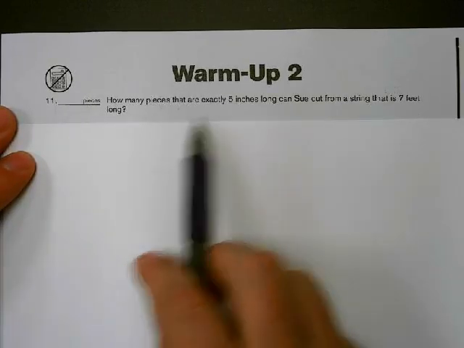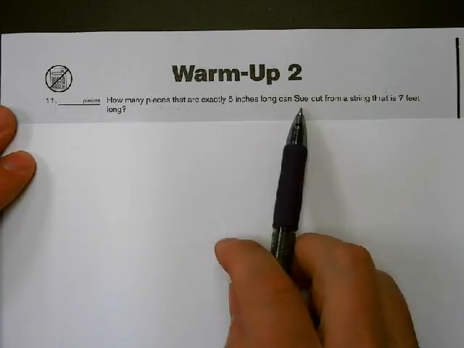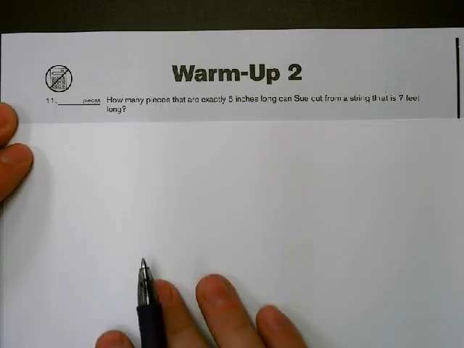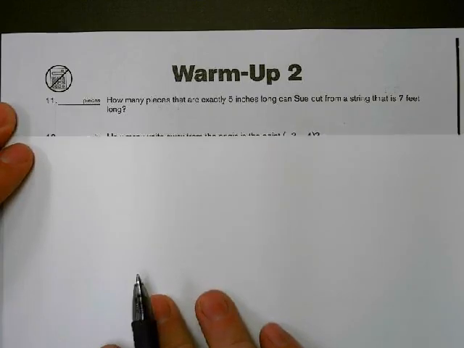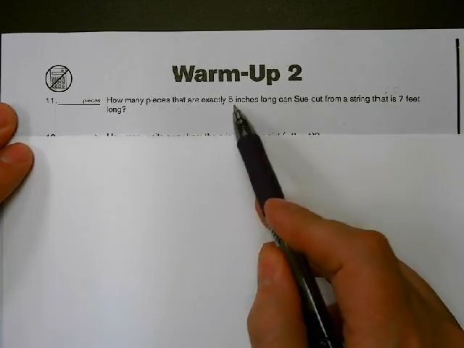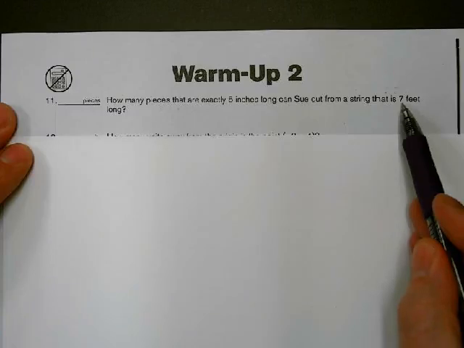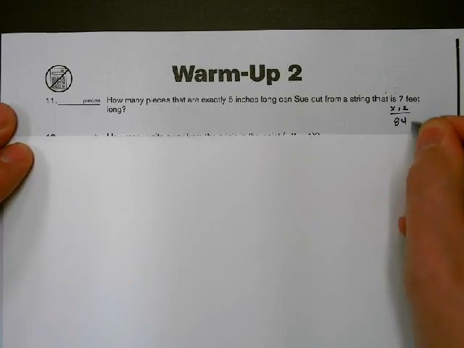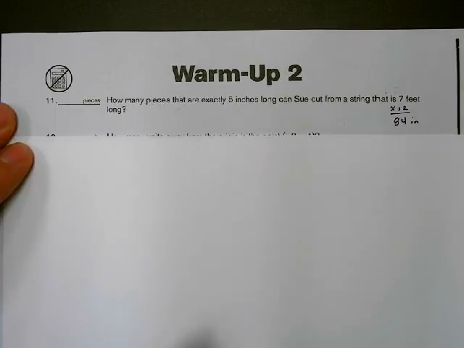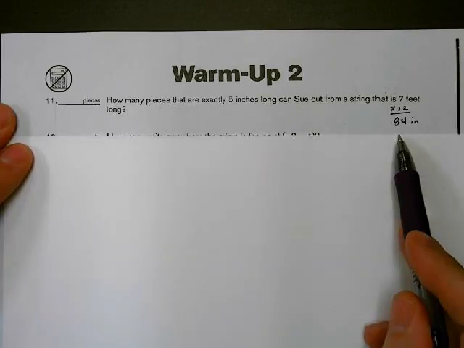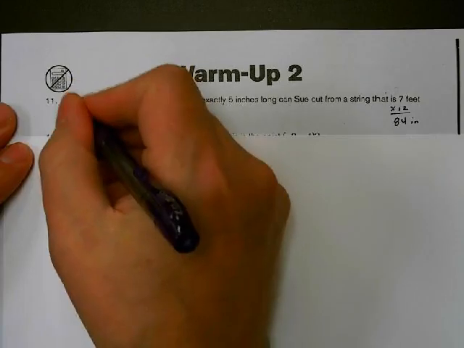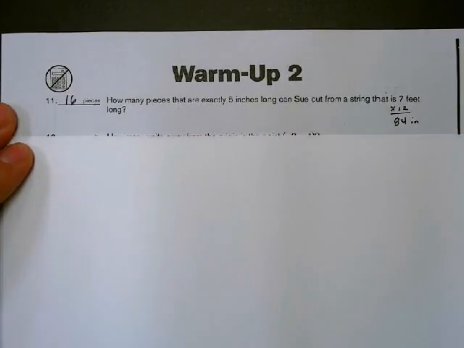All right, how many pieces that are exactly 5 inches long can Sue cut from a string that is 7 feet long? So I'm going to want to change this problem into inches, because that's what I want to divide it by. So 7 feet, where we have 12 inches per foot, that means we can get 84 inches out of 7 feet. So how many times does 5 go into 84 evenly? That would be 16. So we could get 16 pieces from that.